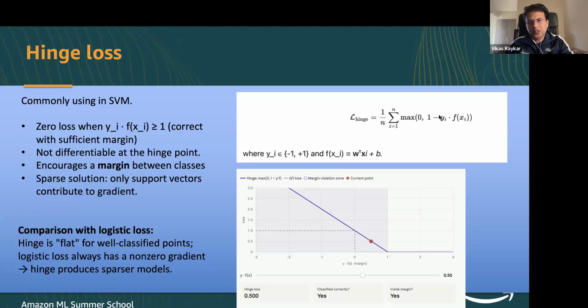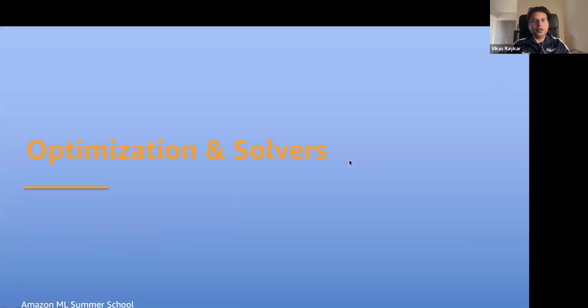And this is the equation for the hinge loss: max of 0, comma, 1 minus yi f of xi, where yi is the true label and f of xi is w transpose x plus b, a simple linear SVM classifier. So till now we covered the main loss functions: for regression, mean square error, mean absolute error, and Huber loss; for binary classification, binary cross entropy loss and hinge loss; and for multi-class, the cross entropy loss.